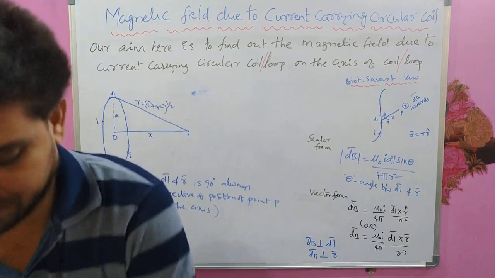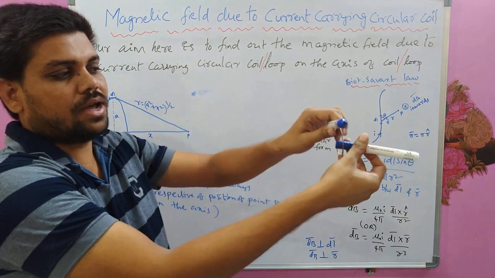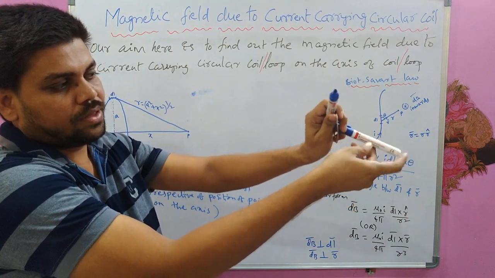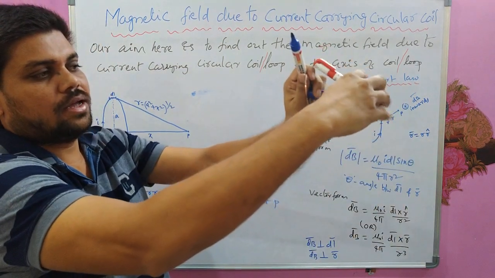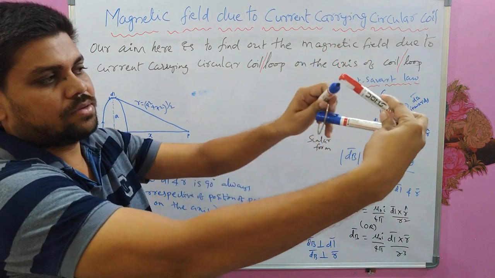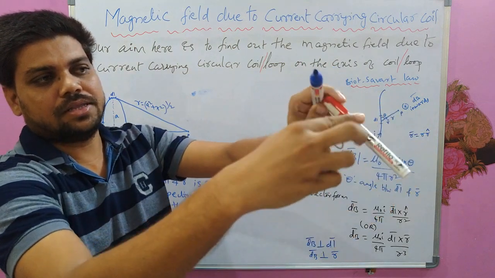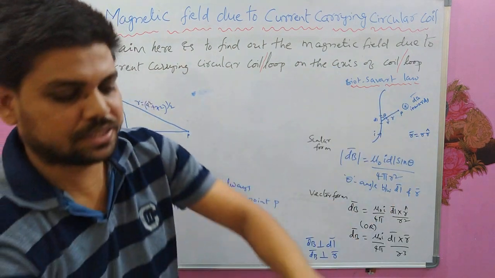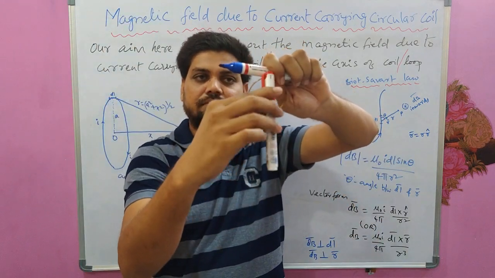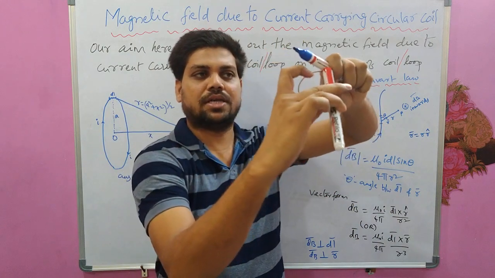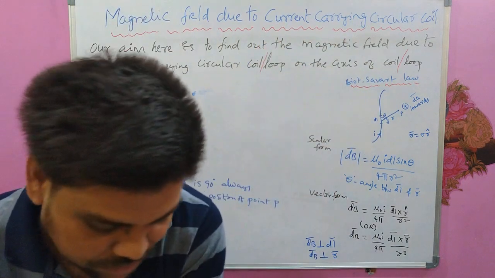Okay, hope you have understood. So this is the length element, this is the axis of the circular coil, and my P is here. So for that P I am taking the line joining from DL, so this way. If you see, the angle between this and this is always 90 degrees. Wherever the P lies, the angle between this DL and R will be 90. Okay, that's what I have written here.